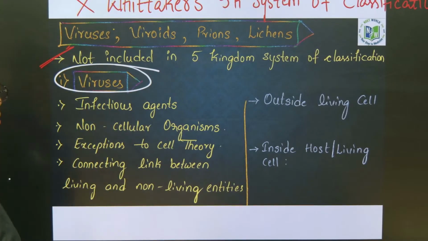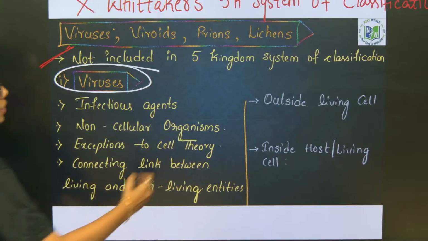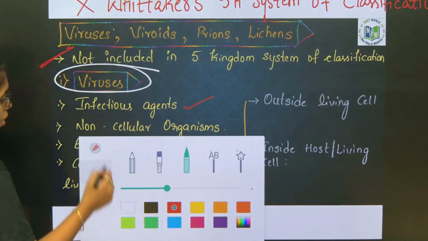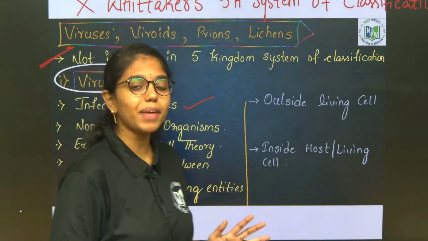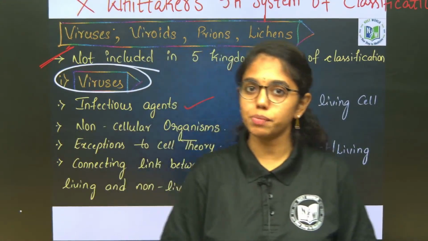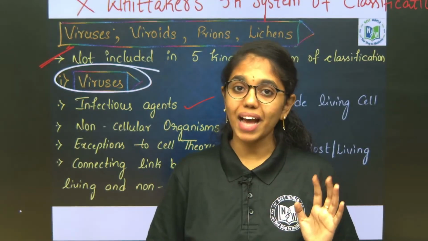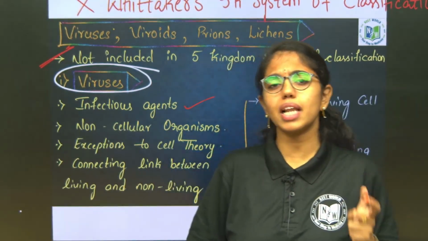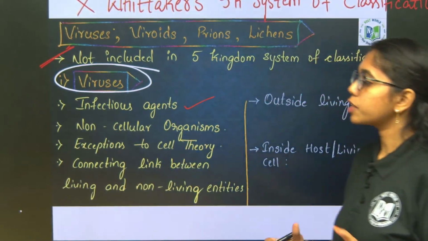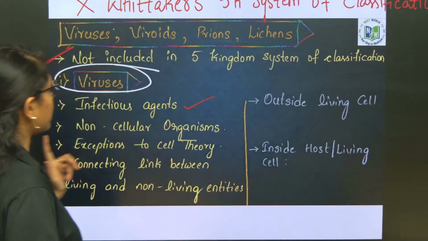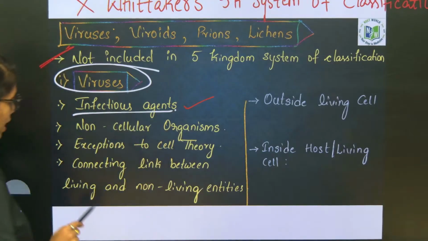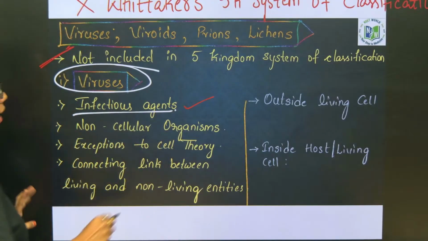Okay, viruses. Viruses are infectious agents. Viruses are not called non-living organisms. At the same time, we can't call them living organisms as well. They are well described as living entities or crystalline structures. They are well explained as what, beta? Crystalline structures or living entities, and these are infectious agents. They are non-cellular organisms.